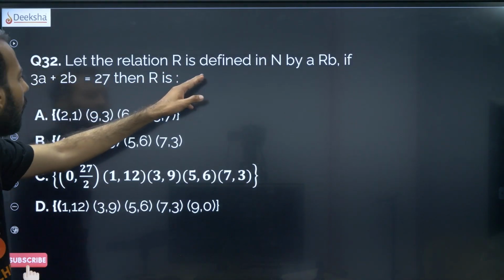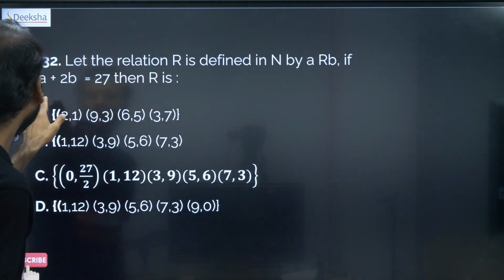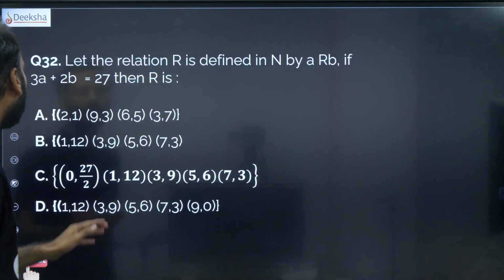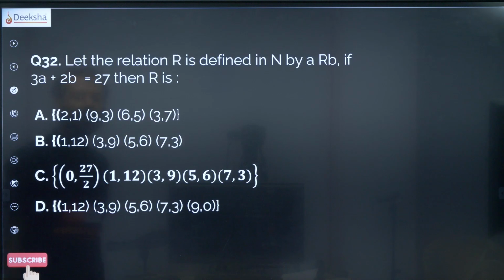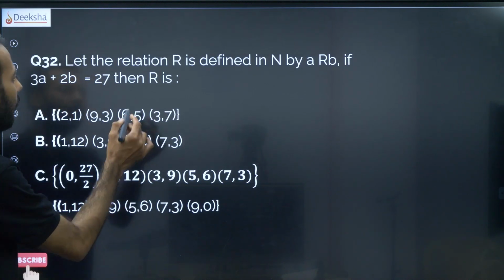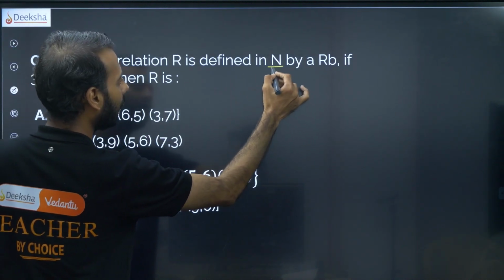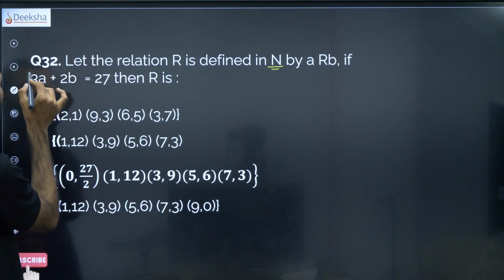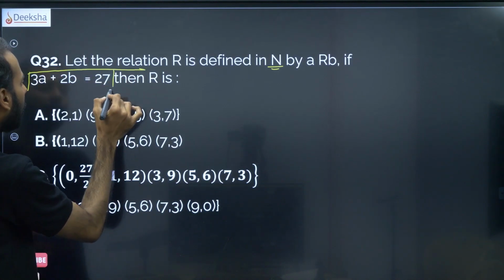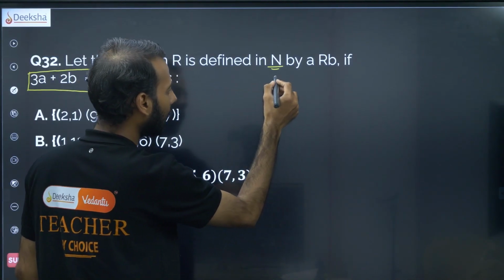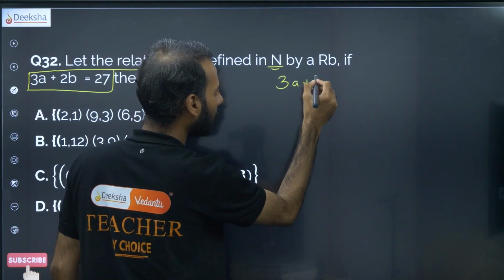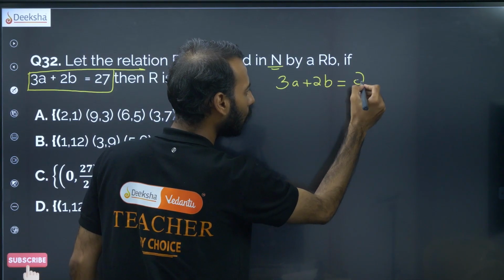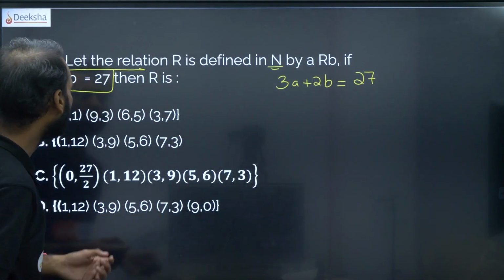Let the relation R be defined in N by aRb if 3a plus 2b is 27, then R is. So the relation R is defined in natural numbers, aRb. They have given one relation. What is that relation? Let me write that relation here: 3a plus 2b is equal to 27. One relation they have given.